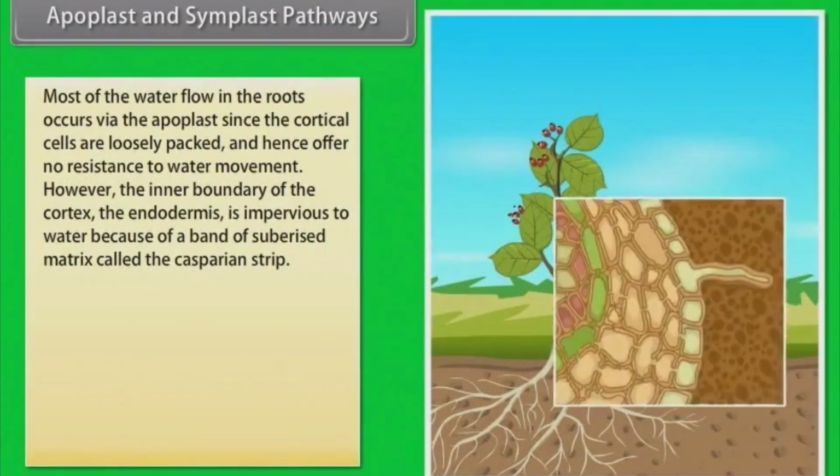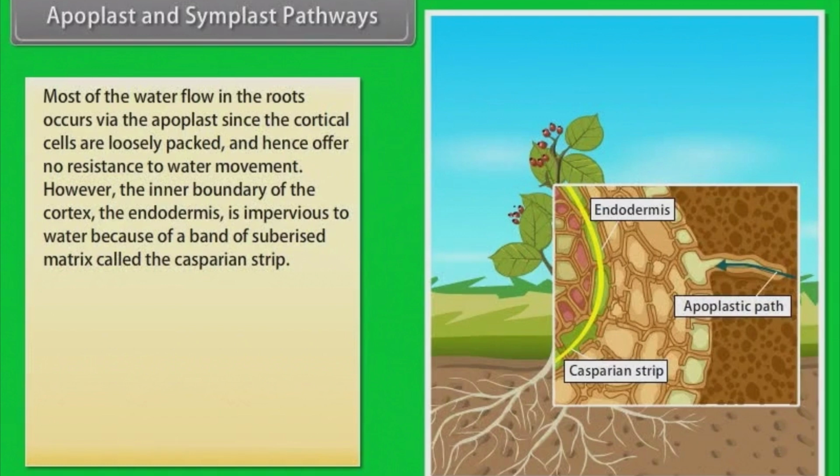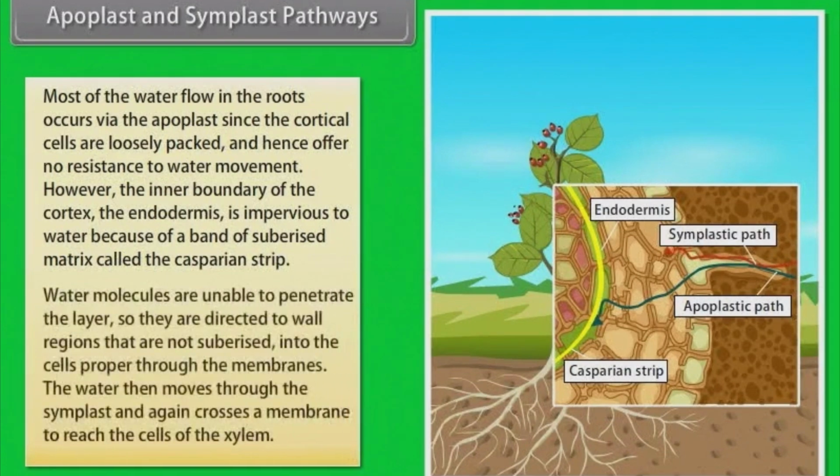Apoplast and symplast pathways. Most of the water flow in the roots occurs via the apoplast, since the cortical cells are closely packed and hence offer no resistance to water movement. However, the inner boundary of the cortex, the endodermis, is impervious to water because of a band of suberized matrix called the Casparian strip. Water molecules are unable to penetrate the layer, so they are directed to wall regions that are not suberized into the cells proper through the membranes.